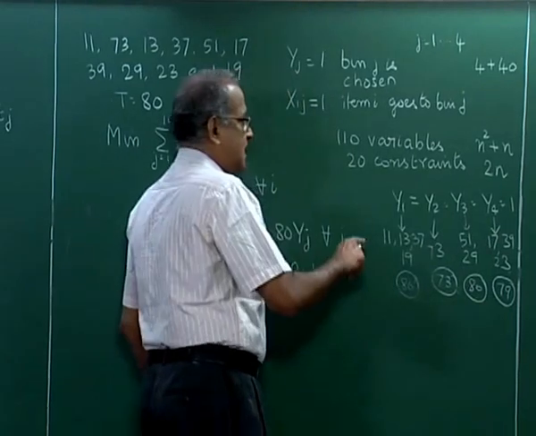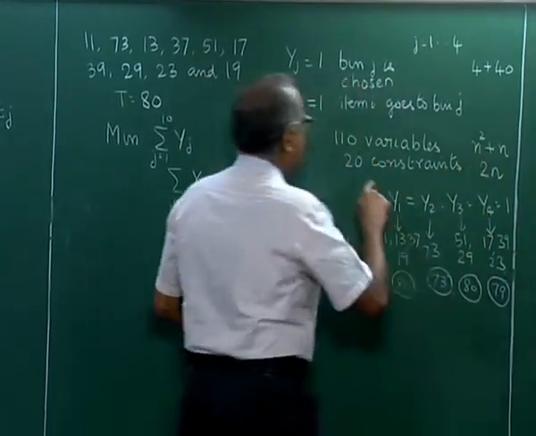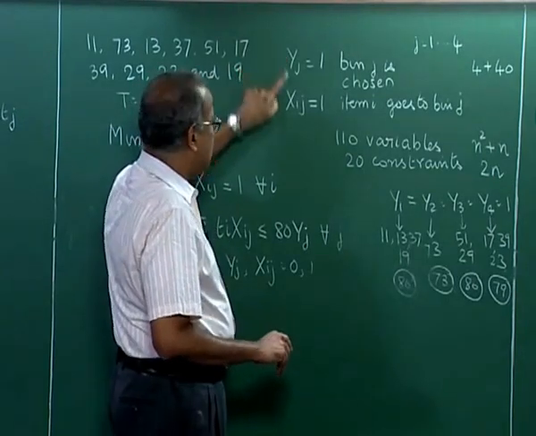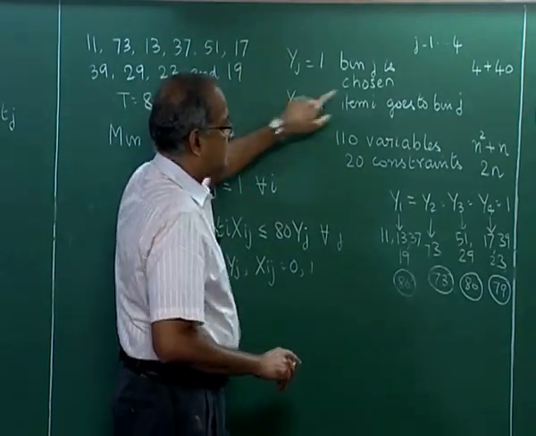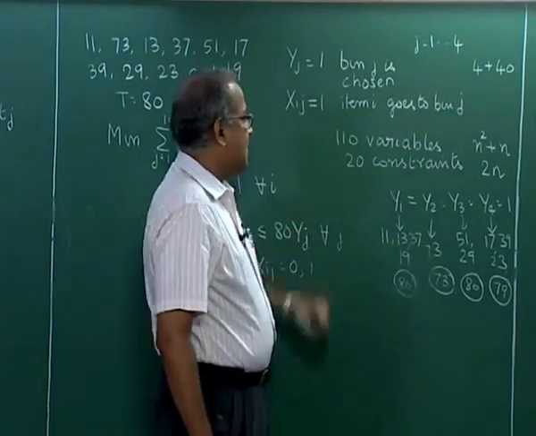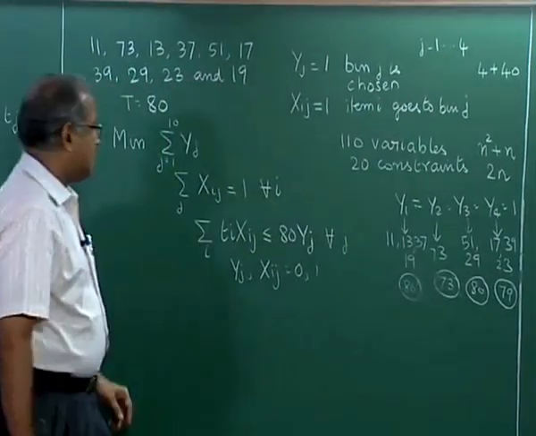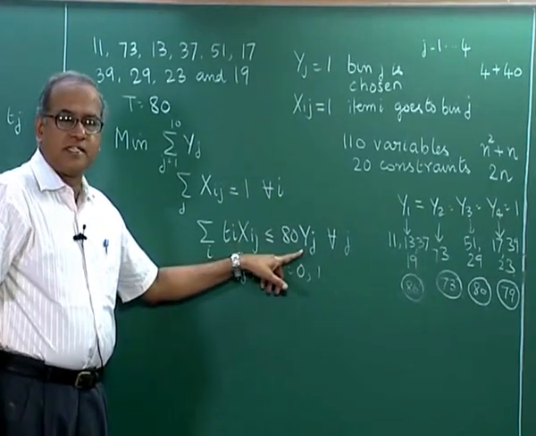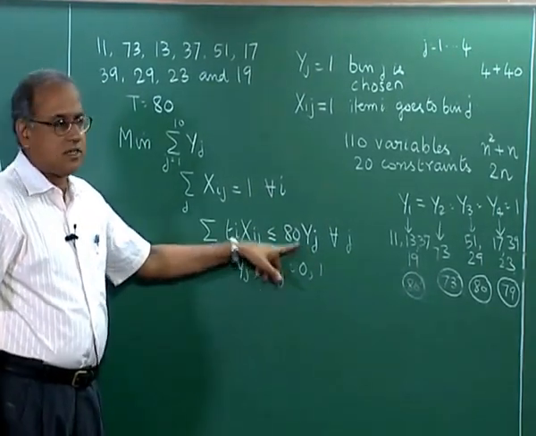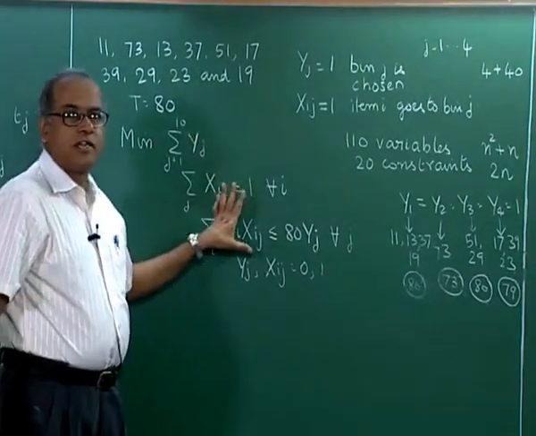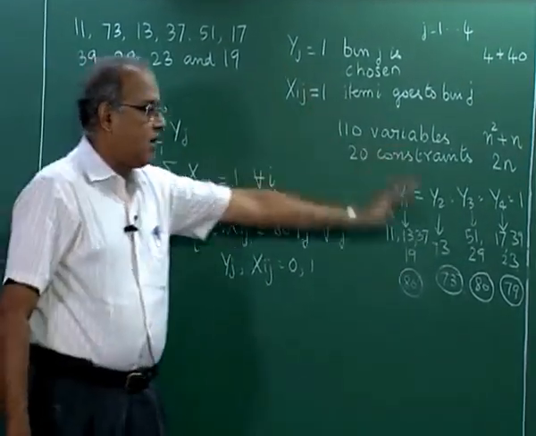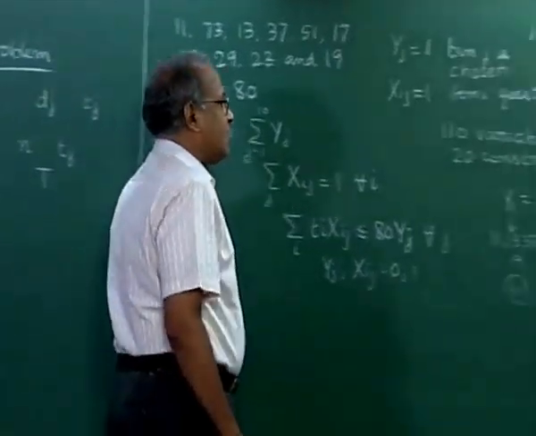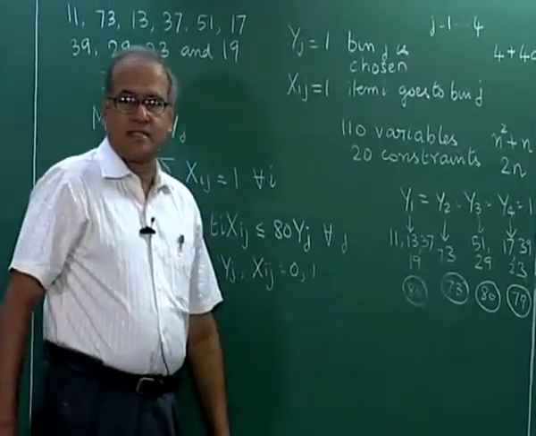here it will change now, this will not be n square plus n. Now here the number of variables yj will be 4, xij will be 40, so we will have 44 variables, and in terms of constraints, this is for every i, so there are 10 constraints, this is for every j, there are 4 constraints, so there are 44 variables and 14 constraints. Whereas in the old formulation, if we used 10 bins, then we would have 110 variables and 20 constraints.